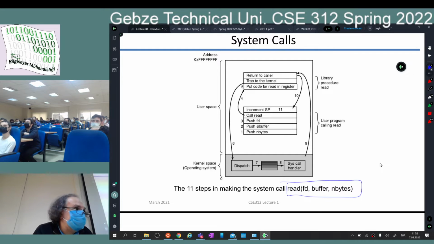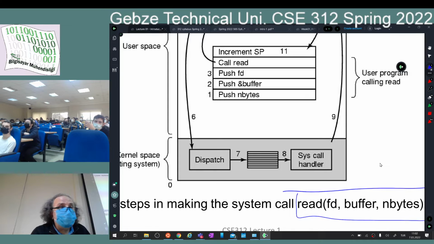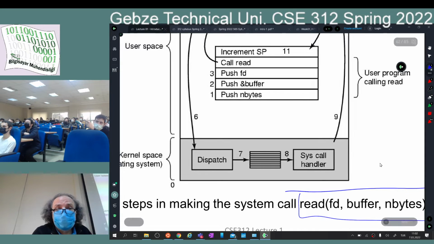Yes. What does step number 7 actually do? I didn't catch it. Step number 7. It is the dispatch. After dispatch, there is some list, some kind of table, right?